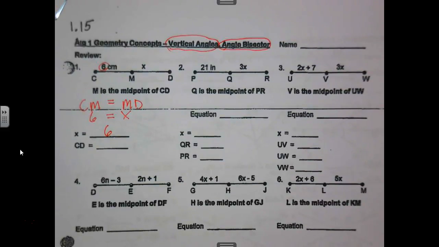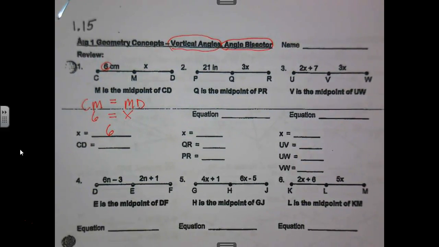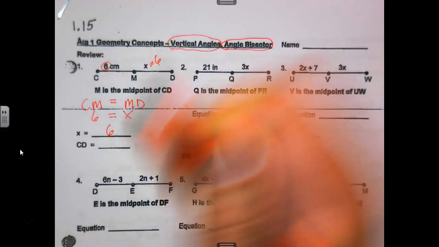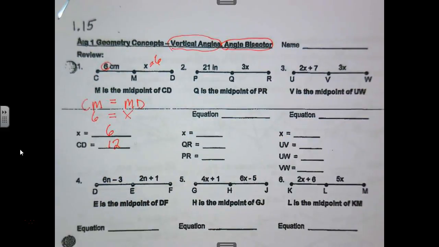What's the measurement of CD? X equals 6, right? 6 plus 6 is 12.